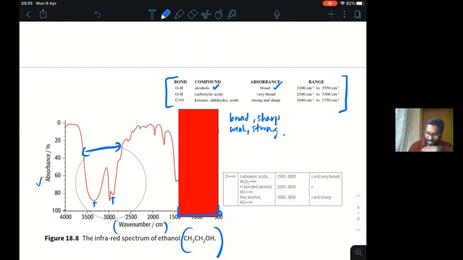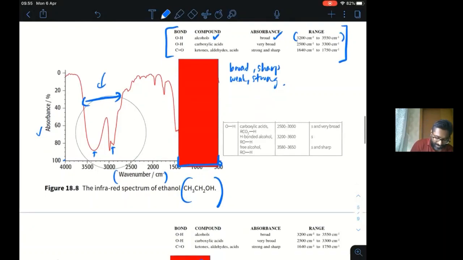For alcohol, the absorbance is going to be broad, something like this, and the range is going to be from 3,200 to 3,550. If you look over here, this is going to be 3,200, 3,550 somewhere here. We are looking at the peak over here. So if you have any peak around here and the absorbance is broad, this is going to be an indication that this is alcohol.